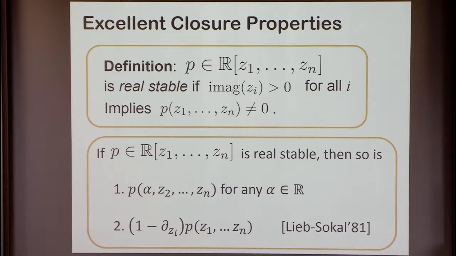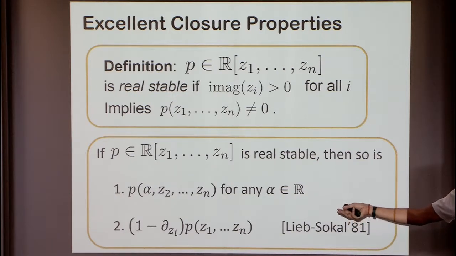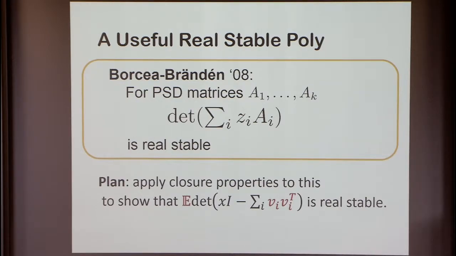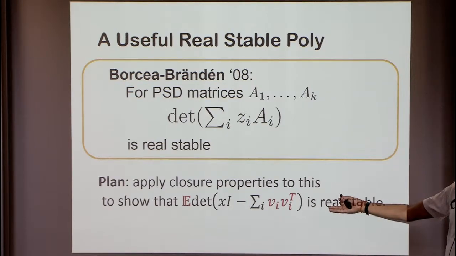This is a multivariate generalization of the way I proved Cauchy's interlacing theorem, or maybe not exactly, but it's a generalization of the fact I told you yesterday that subtracting off the derivative preserves real roots and generates Laguerre polynomials. Here also, subtracting off a partial derivative preserves real stability. The proof of this is also basically the Gauss-Lucas theorem. This was proved by Lieb and Sokal in 1981. So that's all we need. I'm going to use these 3 facts to prove that the expected characteristic polynomial of any sum of independent random rank 1 matrices is real rooted.